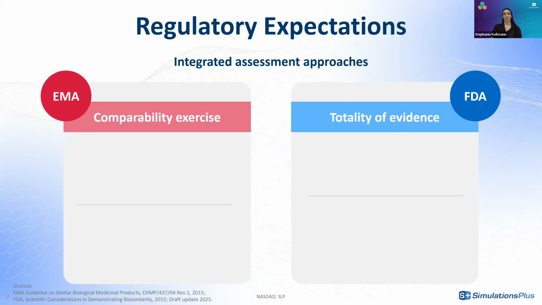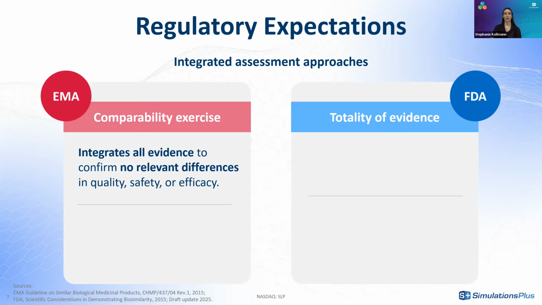So once all these data layers are generated, regulators don't review them separately. EMA and FDA perform an integrated assessment, weighing the totality of evidence to decide whether the biosimilar and reference are truly comparable in overall performance. So for the EMA, the final evaluation is performed through a comparability exercise, which integrates all evidence, analytical, non-clinical, and clinical, to confirm that there is no relevant difference in quality, safety, or efficacy.